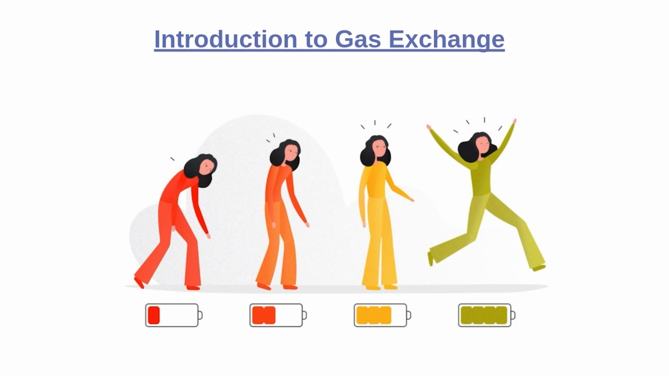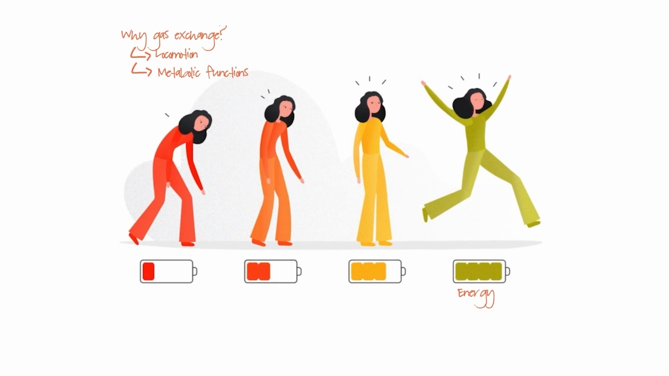To start, we have to think about why we even need to carry out gas exchange. Well, living organisms, such as us, need energy to carry out our functions. Things like walking or running, what is called locomotion, and even our basic metabolic functions like keeping our heart beating, all need energy. And the way we get that energy is through a process known as respiration.